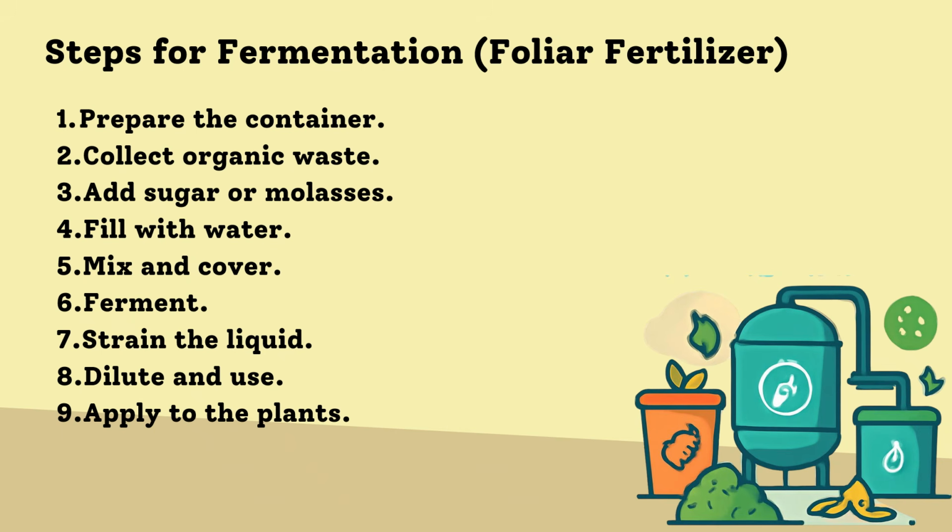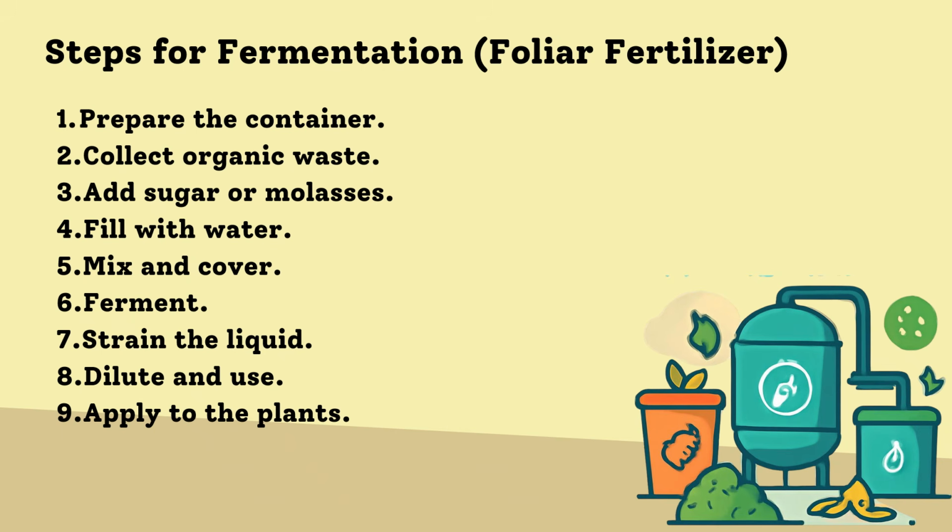After that, we need to fill with water. Add enough water to submerge the materials. Then, let's mix it and cover. We need to stir the mixture and cover the container loosely. After that, let's allow it to ferment for several days or weeks. Next, strain the liquid. We need to separate the liquid fertilizer from the solid materials.